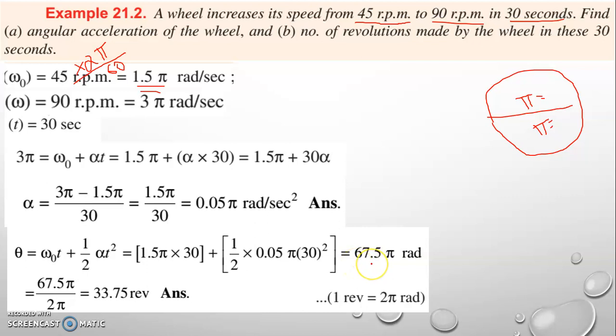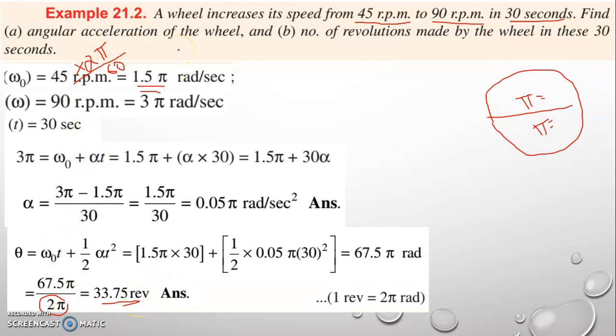To convert it into revolution, we will be dividing by 2 pi. That is 33.75 revolutions. Initially we converted revolution to radian by multiplying by 2 pi. Here we have converted radian to revolution by dividing by 2 pi. Earlier we divided by 60 to convert from rotation per minute to rotation per second. Here no such conversions are there, so no need to bother about 60. So to convert rotation to radian, multiply by 2 pi. To convert radian to rotation, divide by 2 pi.